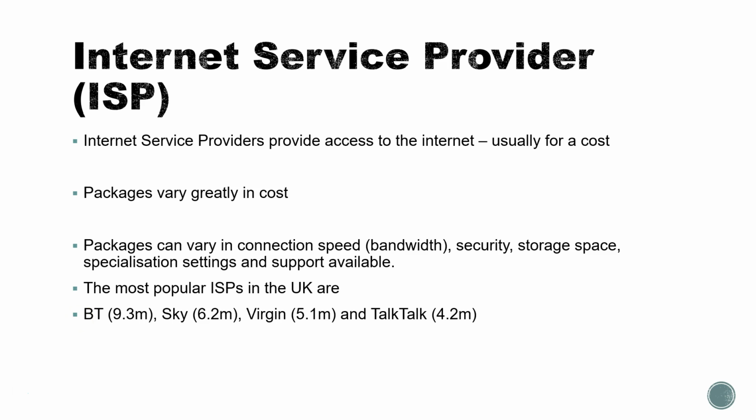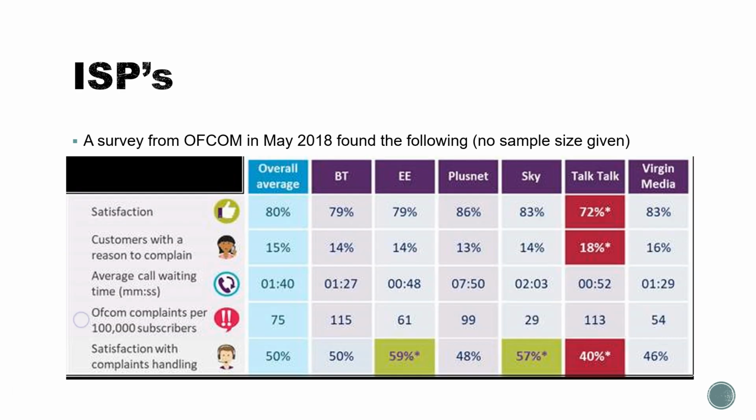9.3 million from BT, I would hazard a guess, is quite a way down on what it would have been 10 years ago. I would have thought 10 years ago it would cover most of the UK, but these days, although it's still the most popular one, the others are growing in popularity. This is just a survey from Ofcom, which looked at general kind of things about internet service providers.